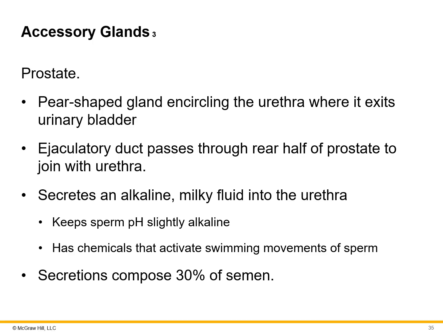Okay, so for your prostate, okay, the prostate is a pear-shaped gland. It actually kind of wraps around the urethra where it exits the urinary bladder. Okay, so if a male has some prostate issues, they're going to have that weak stream, or they may not really be able to pee very much at all, or urinate. And then it'll probably feel like they always have to urinate, okay? But the ejaculatory duct passes through the rear half of the prostate, and that is what joins with the urethra, okay? So the secretions of the prostate aid in reproduction by regulating that pH, and it also activates the swimming movements of sperm.